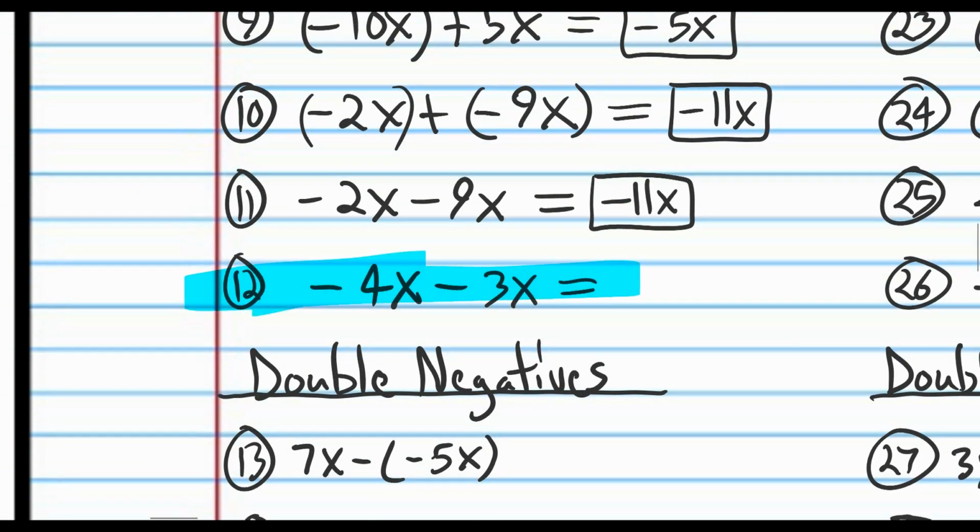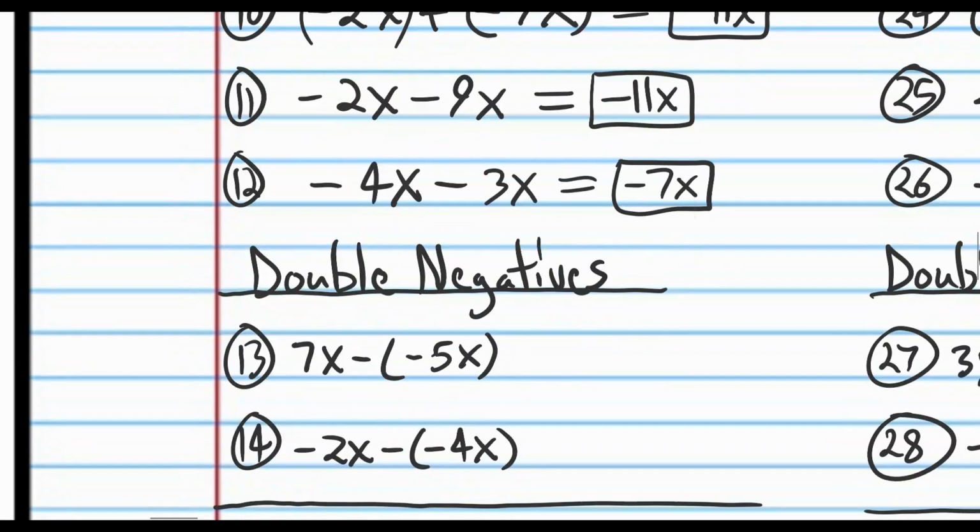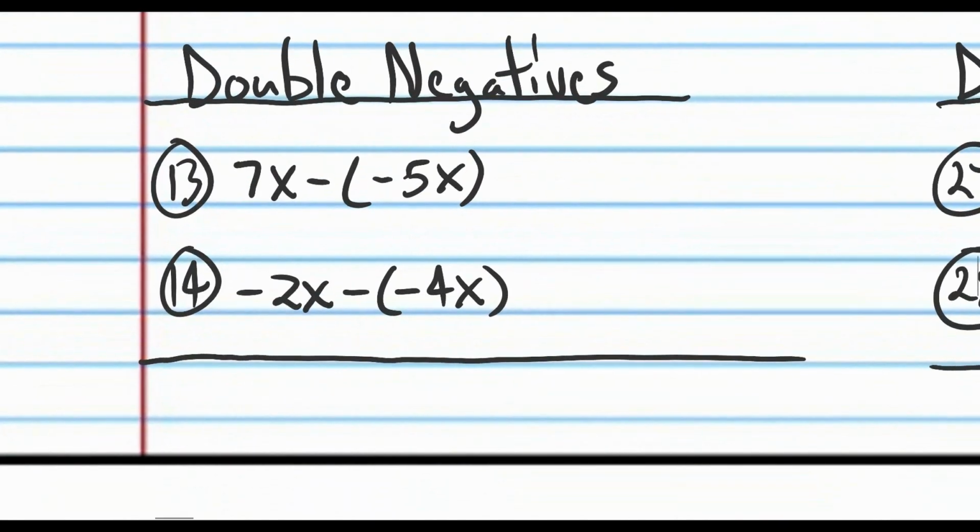So now you try a problem where we have the condensed form here. Attempt number 12, and when you come back, we'll do it together. All right, we're back. So the answer should be negative 7x. Again, that's the same thing as negative 4x plus negative 3x. Again, it's just a condensed form. So now we go to the double negatives.